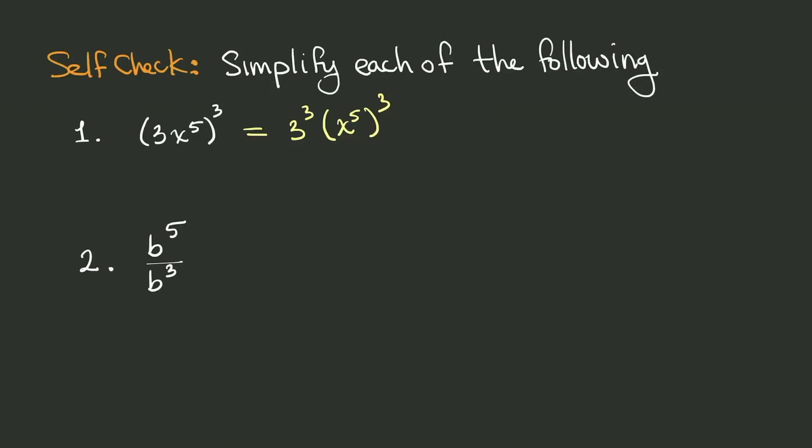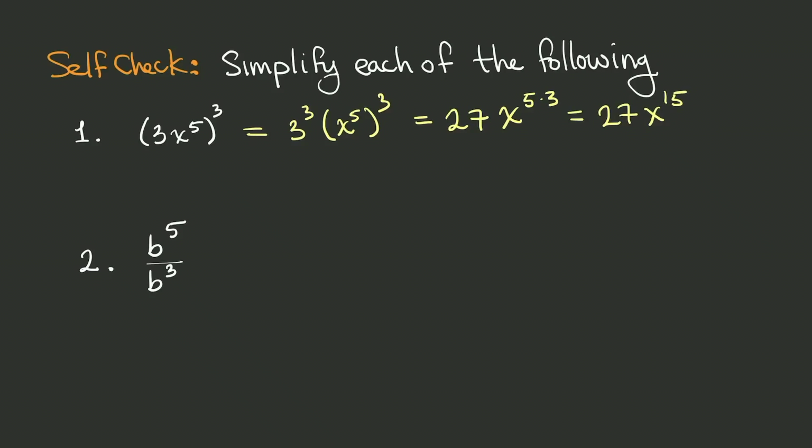3 to the 3rd power is 3 times 3 times 3, which is the same as 9 times 3, which is 27. So we have 27 times x to the 5th raised to the 3rd power, so we can multiply those two exponents, and we'll get 27x to the 15th power.